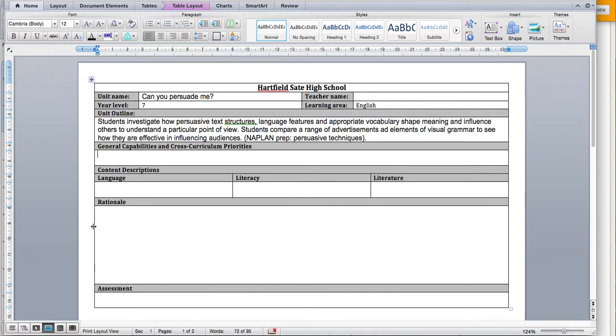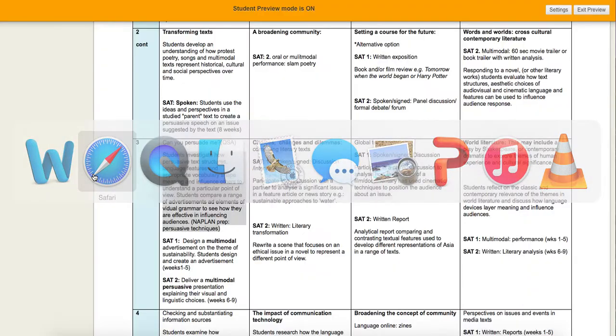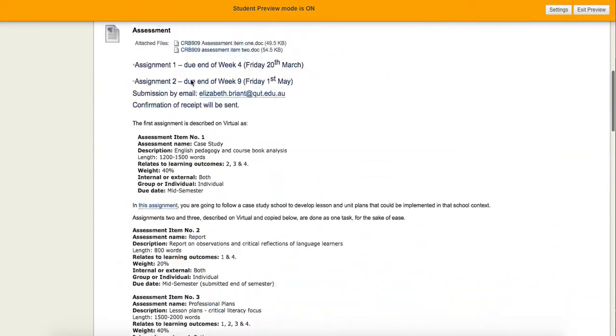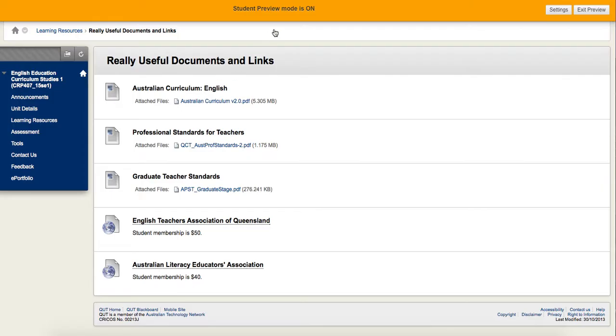The general capabilities and cross-curriculum priorities. Now, you might recognise those terms. They come right from the Australian curriculum. You can find that under learning resources, really useful documents and links. And here it is here.